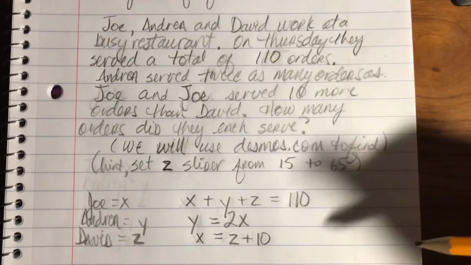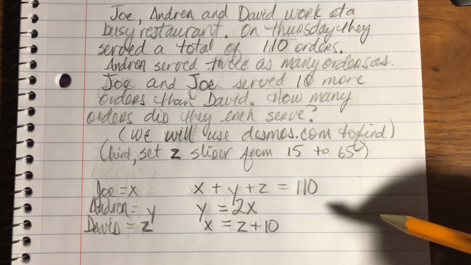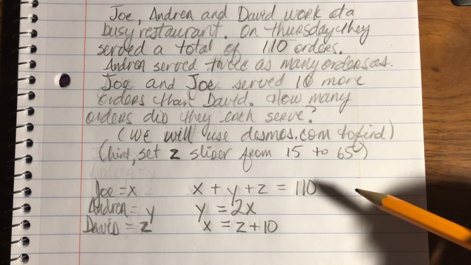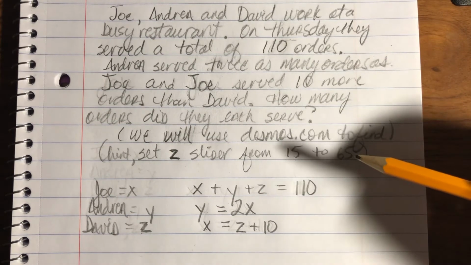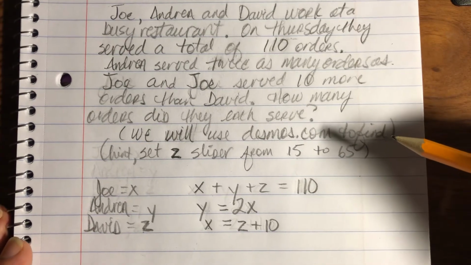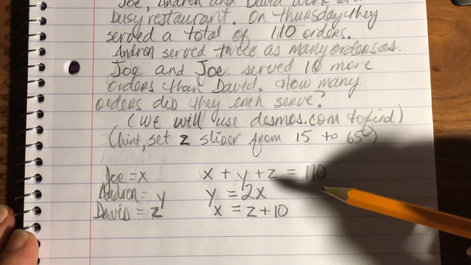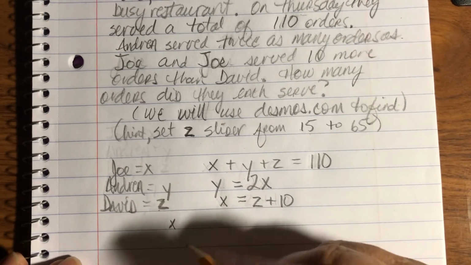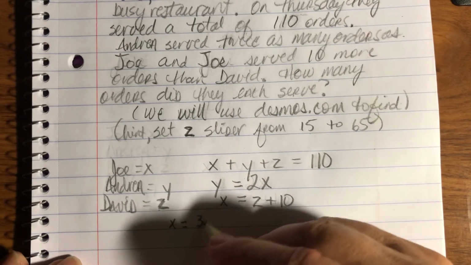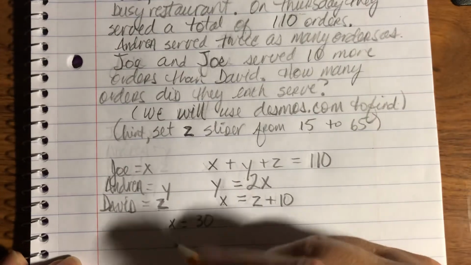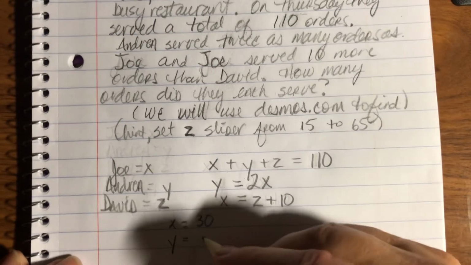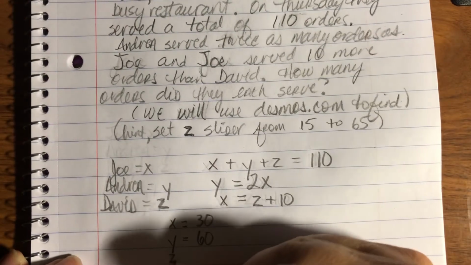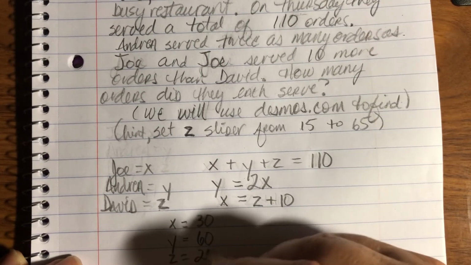Since we're going to be using Desmos.com, we're going to need a Z slider. And they gave us a hint to set it from 15 to 65 because that's going to give us the numbers that would add up to 110. It's going to be somewhere in between those. And when we put these in just like that, it's going to tell us that our X value, which is Joe, equals 30. And our Y value, which represents Andrea, is 60. And our Z value, which is represented by David, would be 20.